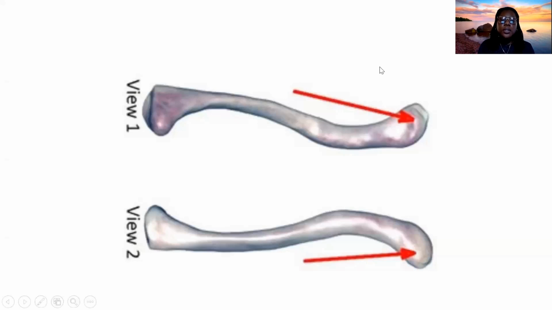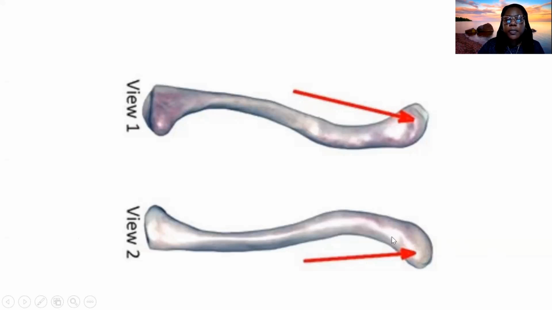Okay, so we're gonna just look at some of the major appendicular structures this week. Again, just reviewing some of the important structures from the appendicular system here. So we're starting off with the clavicle. So we've got two different views of the clavicle.